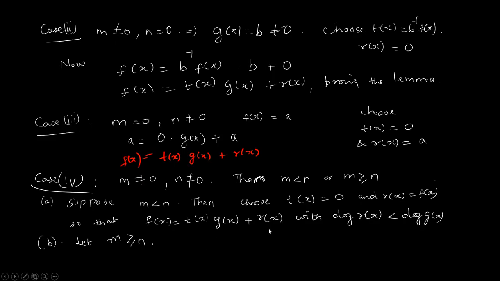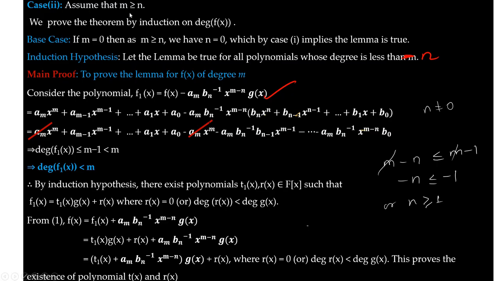Now we'll consider the case when m is greater than or equal to n. So in this case, we prove the theorem by induction on degree of f of x. Now base case, if m is 0, so on degree of f of x is already assumed as m.